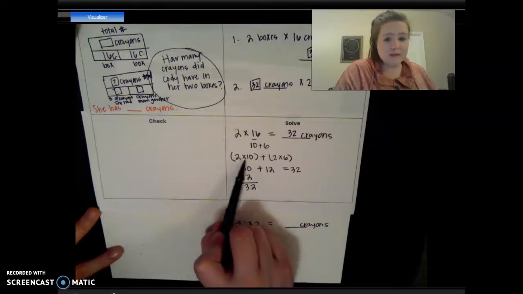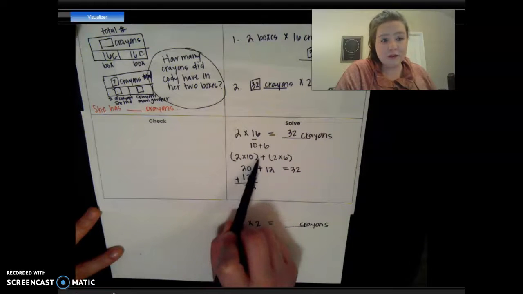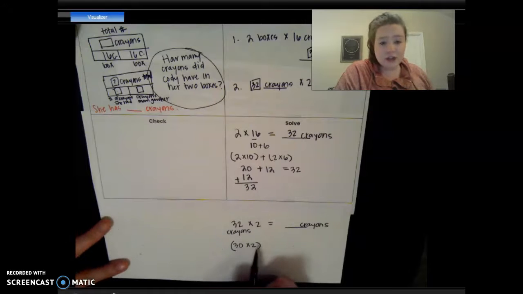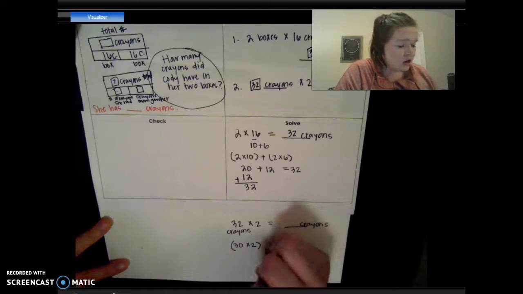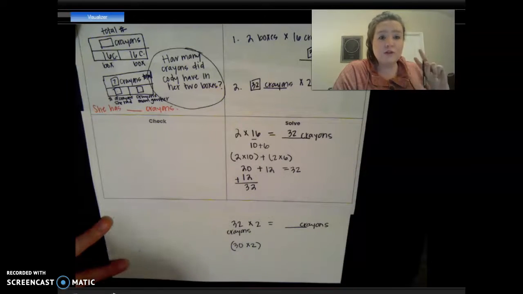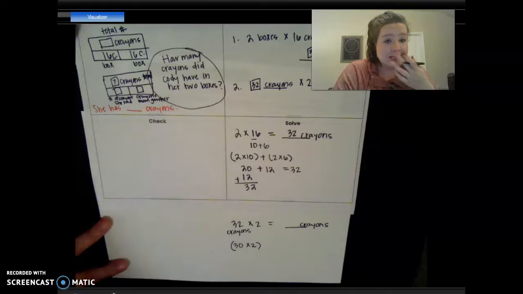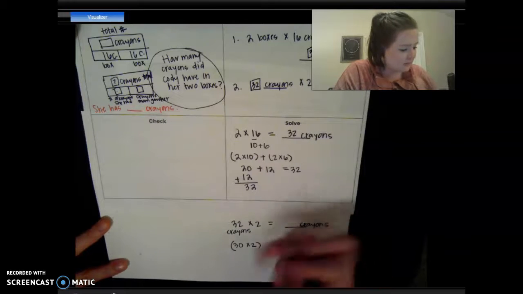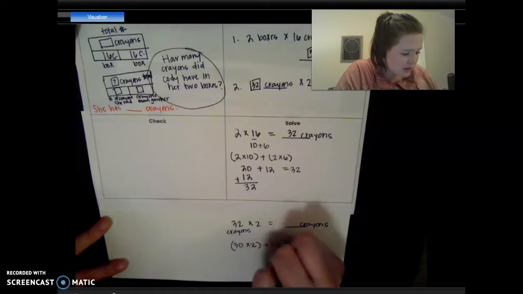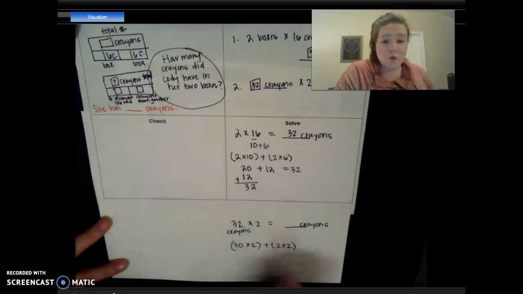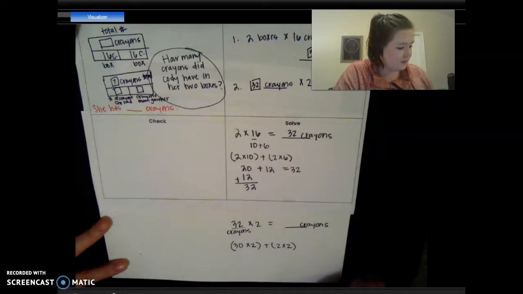In this case I did 2 times my 10s place, which is 10. This one I just did 30 times 2. It's the same thing, okay? You can flip your multiplication sentence and you're still going to get the same answer. Plus 2 times 2, because I have 2 1s and I have 3 10s, all right?